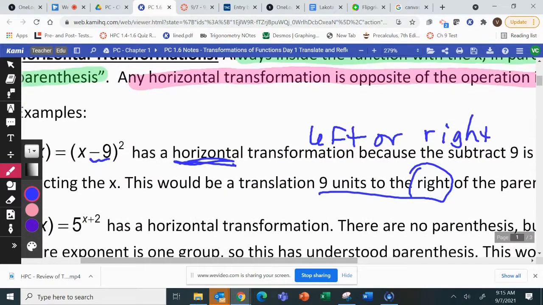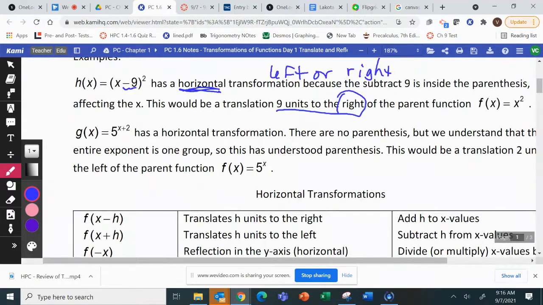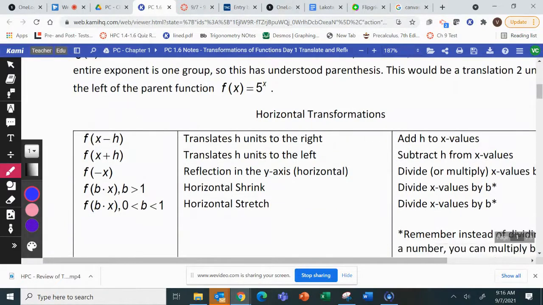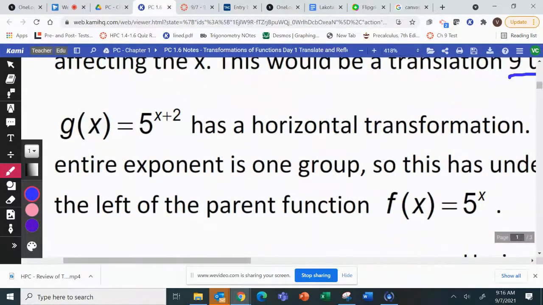Okay, so going back down here, I have another example there. It's basically the same thing. This one here says that f of x plus 2, that is a horizontal transformation, but you do not see parentheses for it because for this one, the parent function is 5 to the x. Here it's 5 to the x plus 2. There's understood parentheses around this exponent because x plus 2 is the entire exponent. So you're not going to see the parentheses, so you have to know that they're there. So that this would be a horizontal.